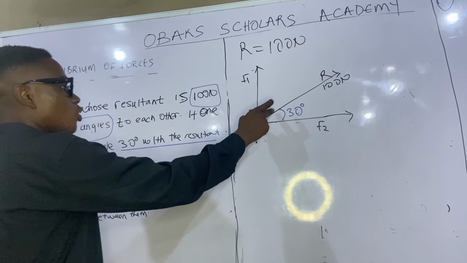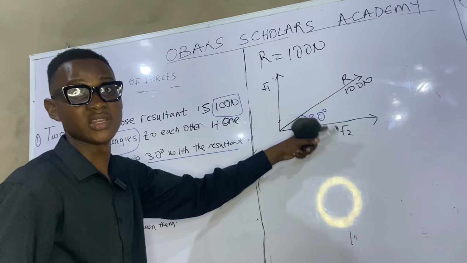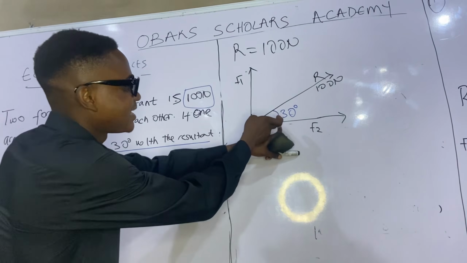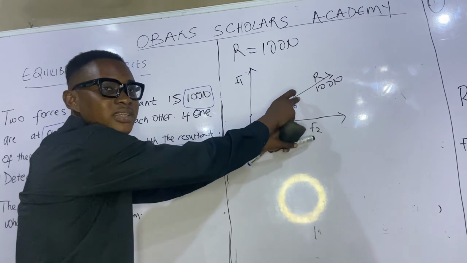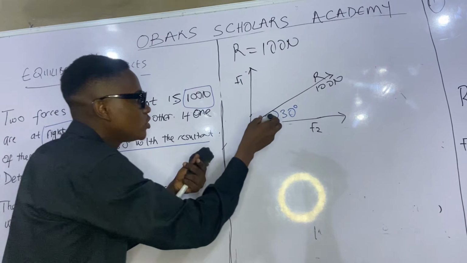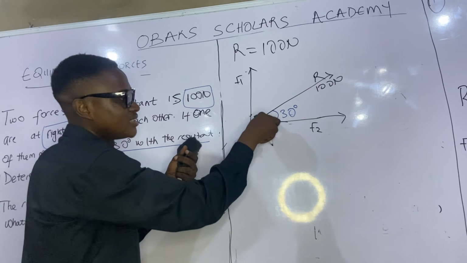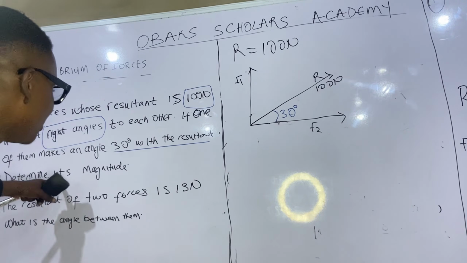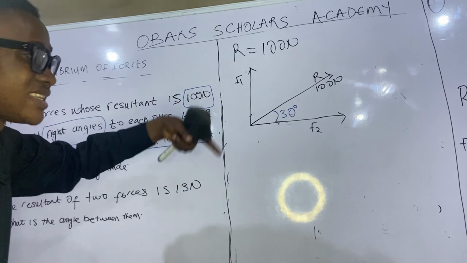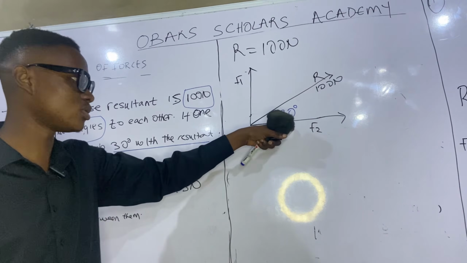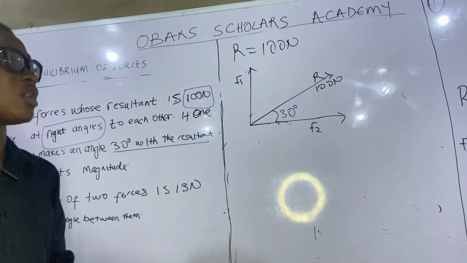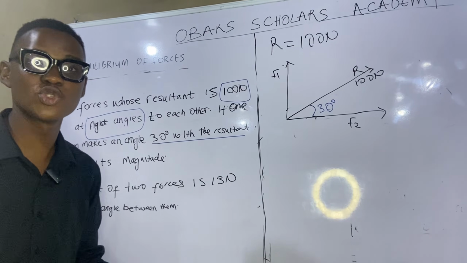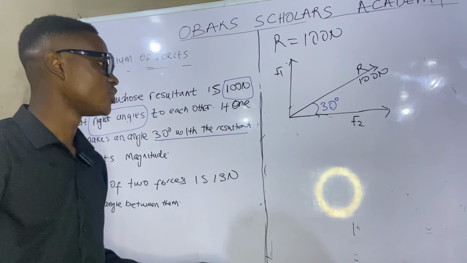You can put it here or put it here, but for convenience sake, let's just use the angle to the horizontal. If one of the forces makes an angle 30 with the resultant, the angle is between this force and the resultant, and we are asked to determine the magnitude of that force. So how do we go about this? There are several ways. We can use the sine rule, and we can use normal trigonometric ratios. So let's just do it this way.